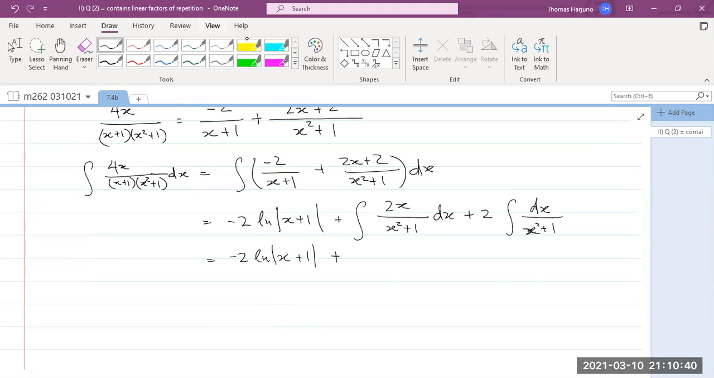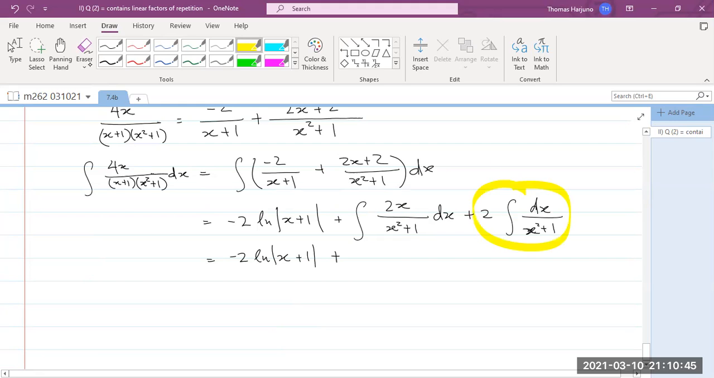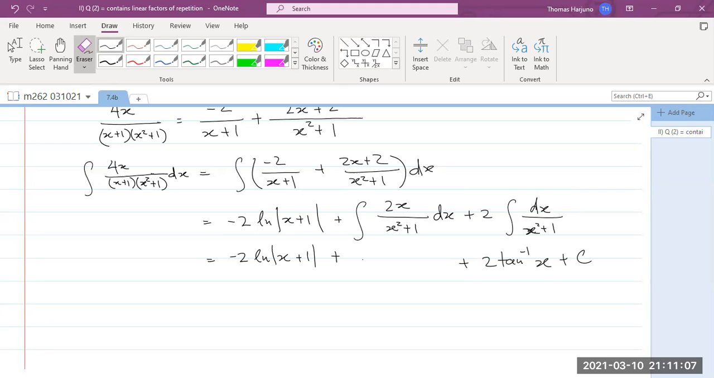The second term is tangent inverse of x plus 2. That will be 2 tangent inverse of x, of course, plus a constant. How about the middle term? Isn't it 1/2 natural log of x squared plus 1? You don't need 1/2 anymore. But you are there, because the derivative of this is that.